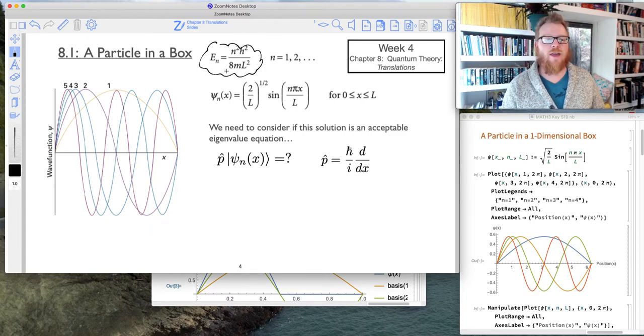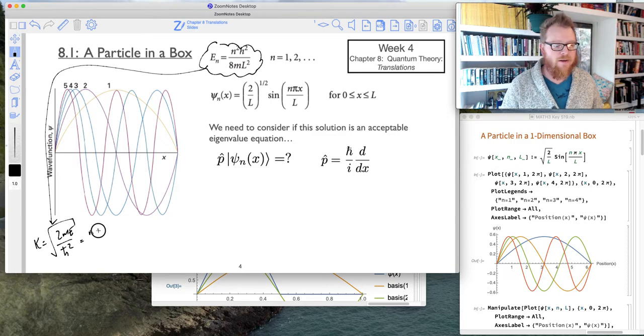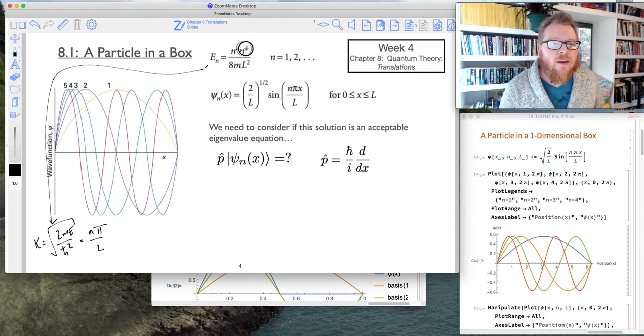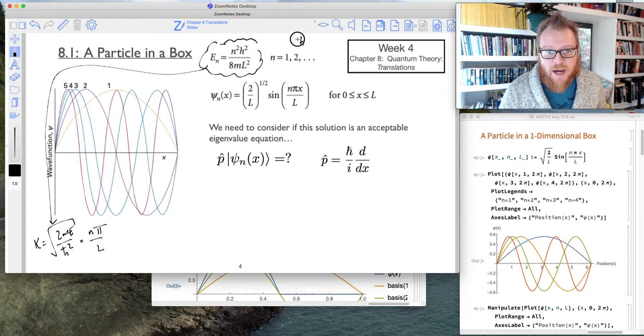So once again, where did that come from? So that came from the fact that we know k equals the square root of 2mE over h bar squared. But we also know that that equals n, what did we say? That it's n pi over L. All right. So instead of writing here h bar squared, remember h bar equals h over 2 pi.